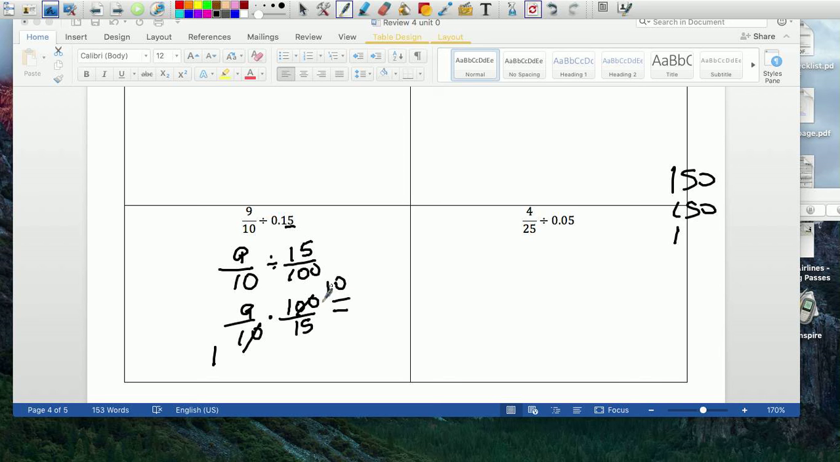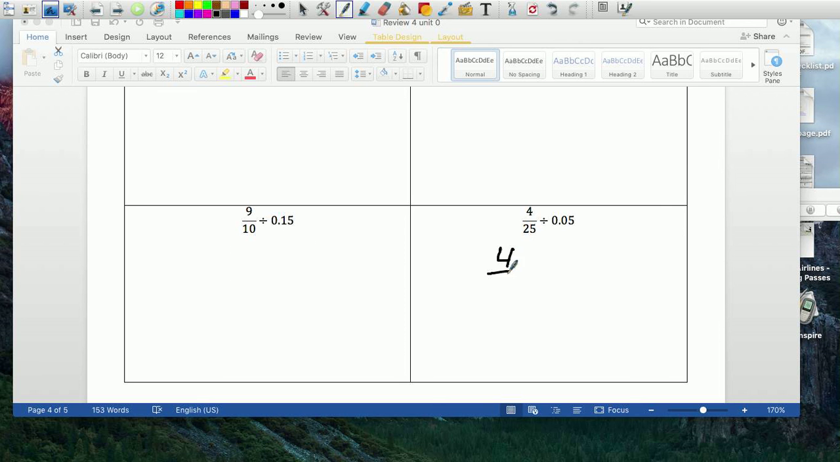Anything else I can simplify? I can simplify the 10 and 15 by dividing by 5. 10 divided by 5 is 2. 15 divided by 5 is 3. I can simplify the 3 with a 9 now. 3 divided by 3 is 1. 9 divided by 3 is 3. What do I have left over to multiply? On the top I have 3 times 2, which is 6. On the bottom I have 1 times 1, which is 1. It's 6 over 1. It's just 6. Preference is yours.